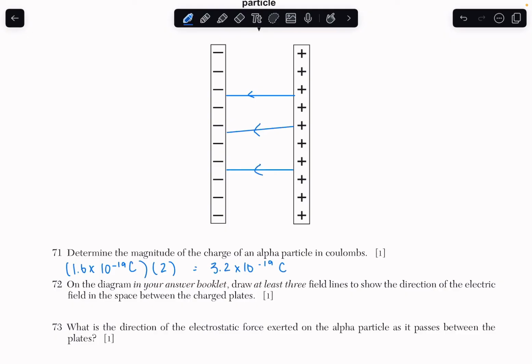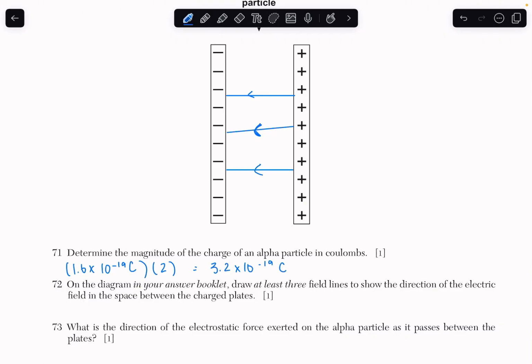It shouldn't be slanted, but basically, the electric field between plates will have straight lines in the middle, moving from the positive plate to the negative plate. It always goes from positive to negative. See how the arrow is moving from positive to negative? That is the key factor.